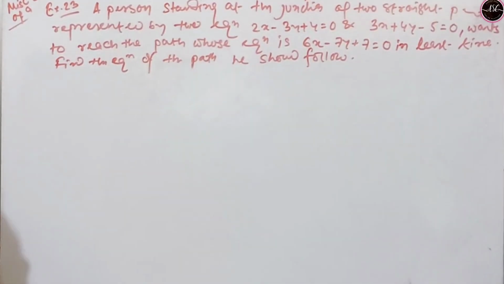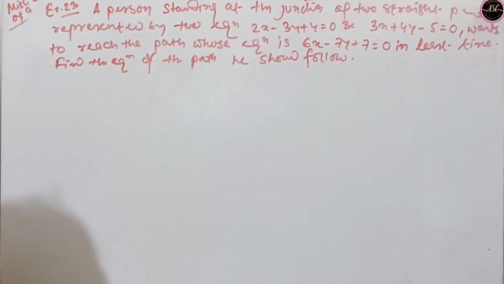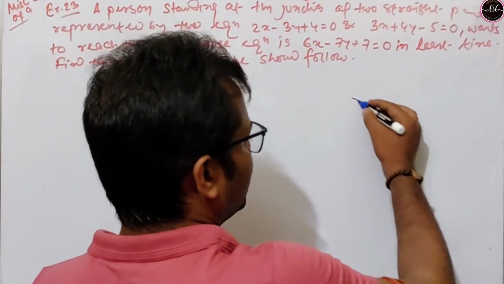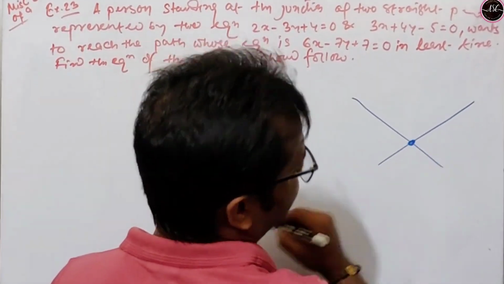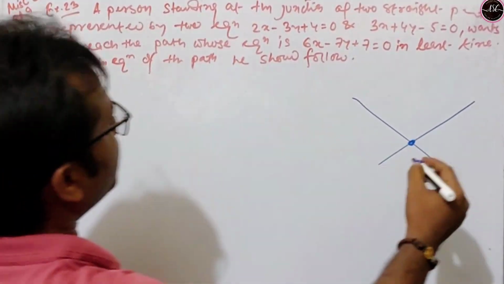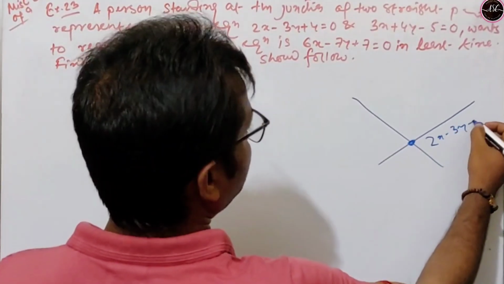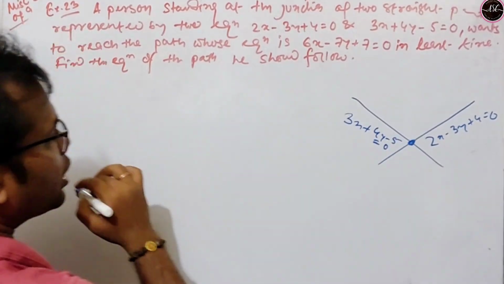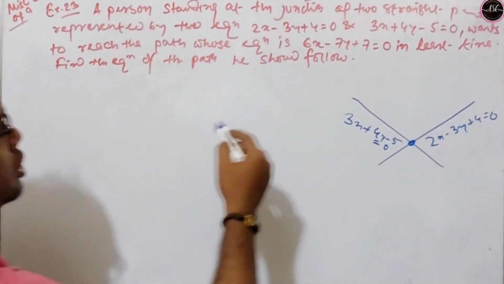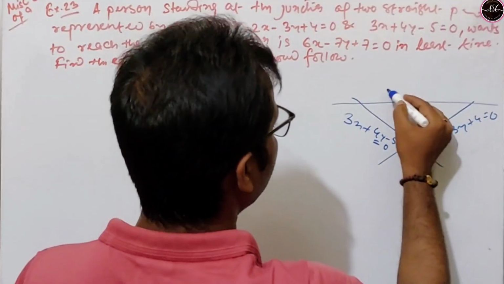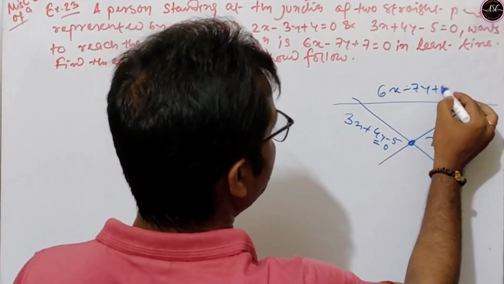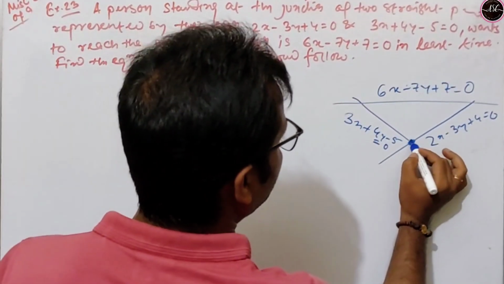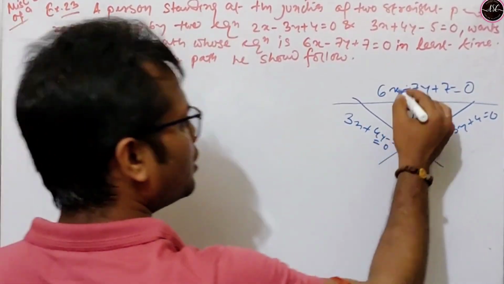Just look at this question. A person standing at the junction of two straight paths represented by two equations. Okay. So let this is the two path and this is the junction, that means the intersection point. Okay. Here the lines are 2x minus 3y plus 4 equal to 0, and this line is 3x plus 4y minus 5 equal to 0. Okay. And he wants to reach the path whose equation is 6x minus 7y plus 7 equal to 0. He want to reach this place, okay, and in least time.